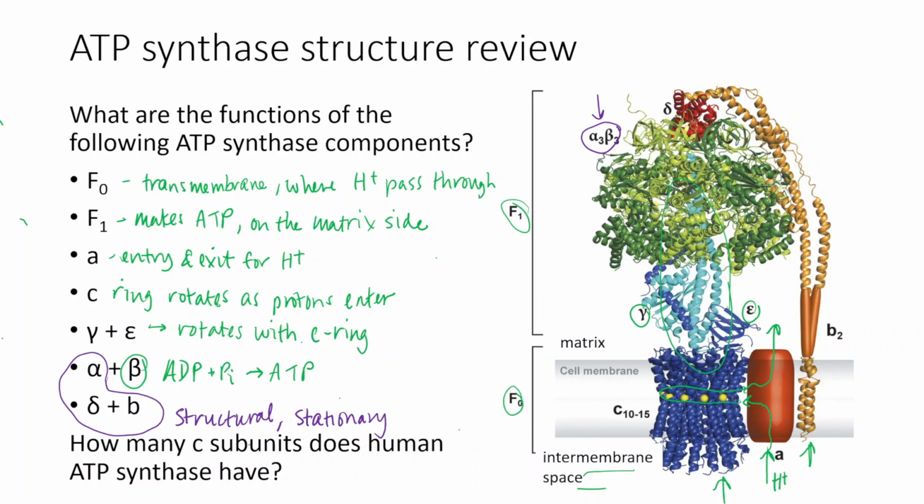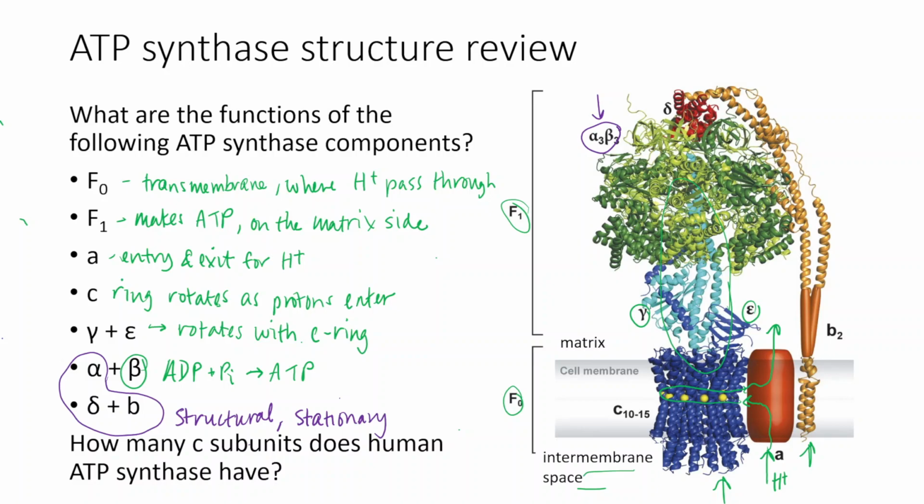So for every one complete turn of our C ring, we get one round of catalysis. We have 3 beta subunits. So for every complete turn, each of those beta subunits makes 1 ATP molecule. So for every complete turn of the C ring, we make 3 ATPs.